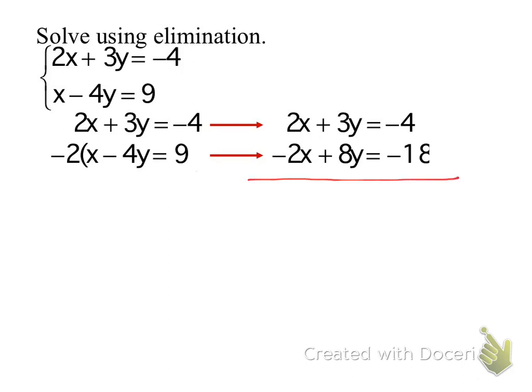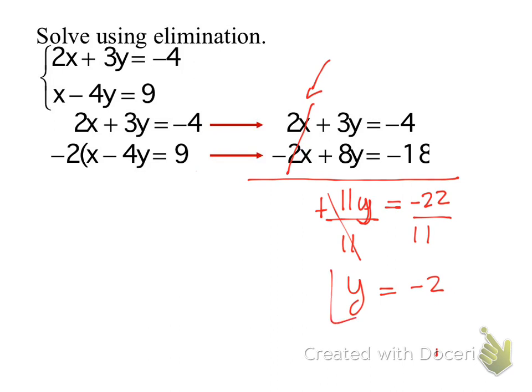Okay, now I'm ready to, what are these called, Julia? Additive inverse. So I'm going to cancel my additive inverses, and then I'm left with plus 11y, and equals -22. Divide by 11, divide by 11, y equals -2.